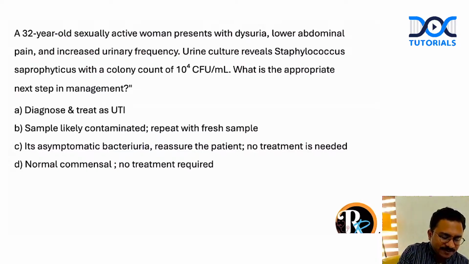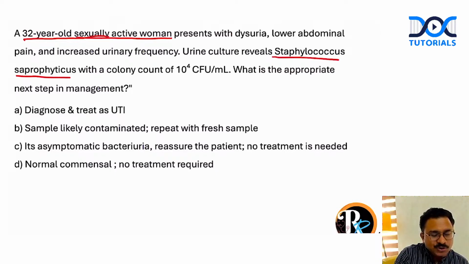See, first of all, you have to understand it is a sexually active female. And sexually active females are predisposed to Staphylococcus saprophyticus infection. We know that overall E. coli is the common agent that causes UTI, but in a sexually active woman, another important etiological agent that you should consider is Staphylococcus saprophyticus.